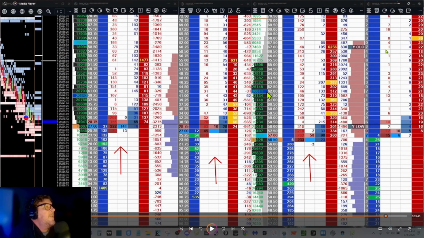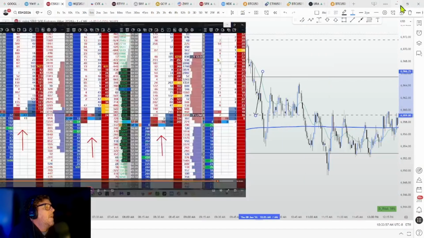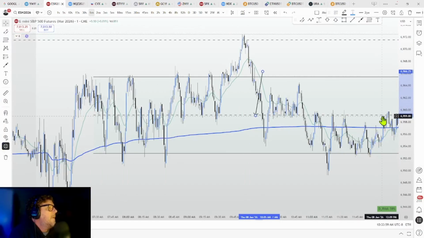Looking right here, 62 was the VPOC on MES, as was 57 the VWAP. So right in here, that's 62 was the point of control. I think I said 57. Well, that's right here, the blue line, 57.